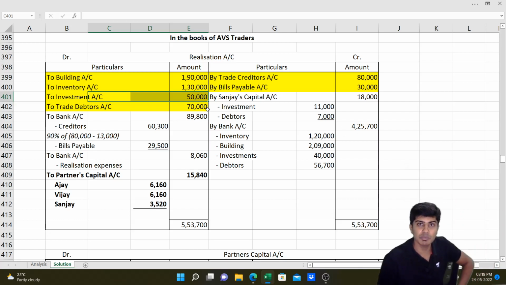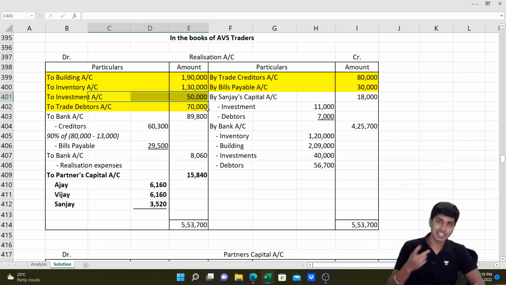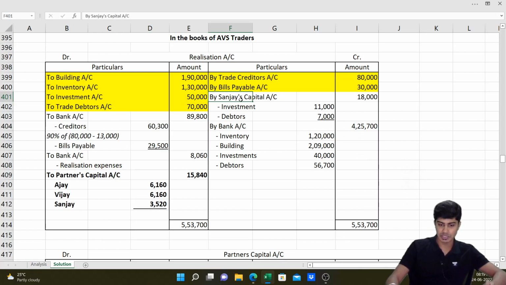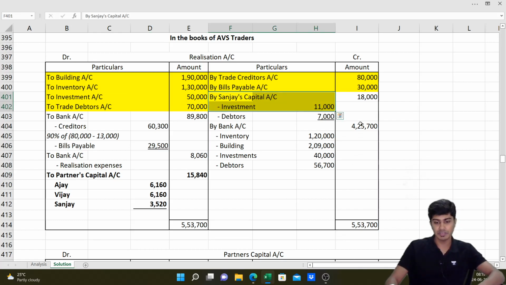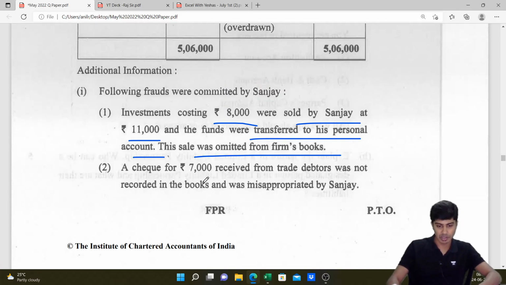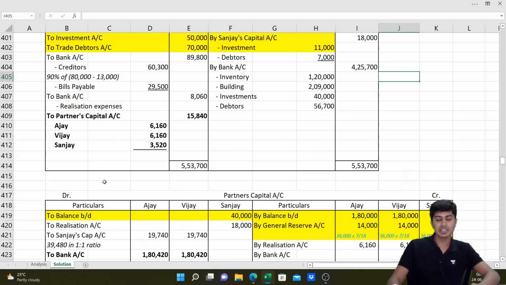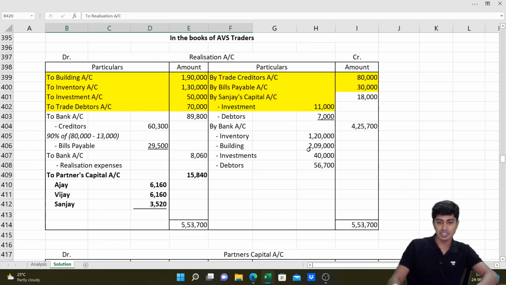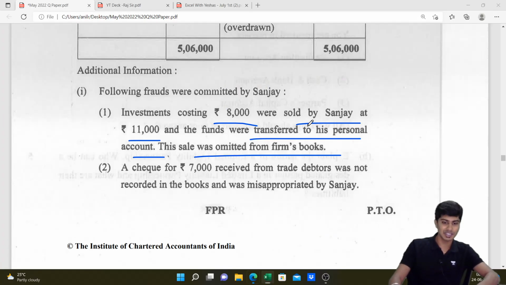If the money was received by the firm, then we would have written cash account debit to realization. Because the money is taken by Sanjay, we will now write the entry Sanjay account debit to realization account. So I'll write Sanjay's capital and then investment 11,000. 11,000 is the value. Am I right? Yes. And in Sanjay's capital account, again on the debit I'll write 18,000. That's because one more item also needs to be adjusted.